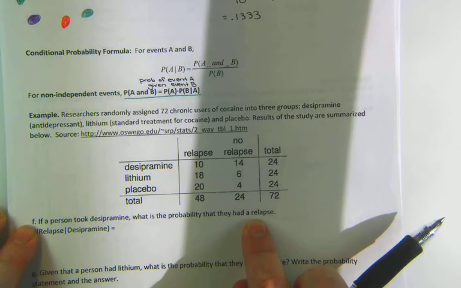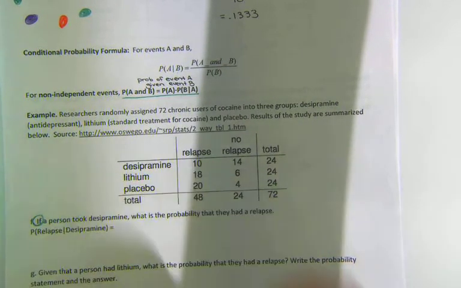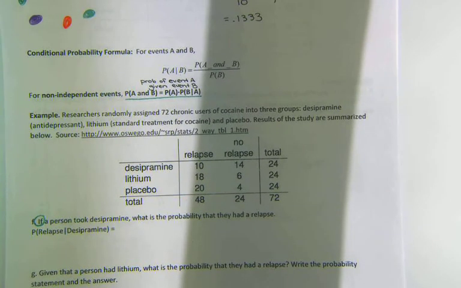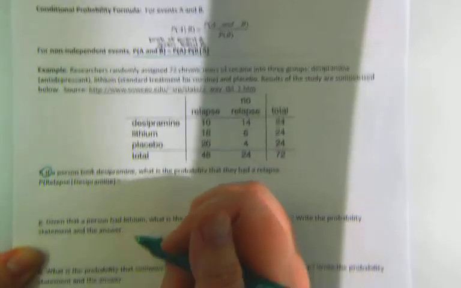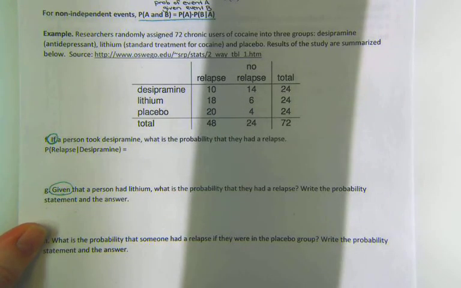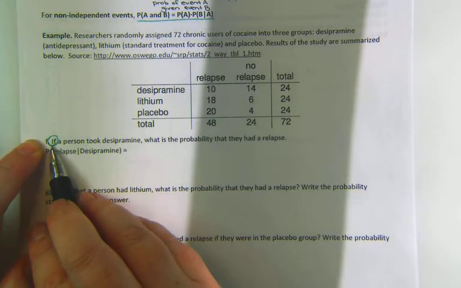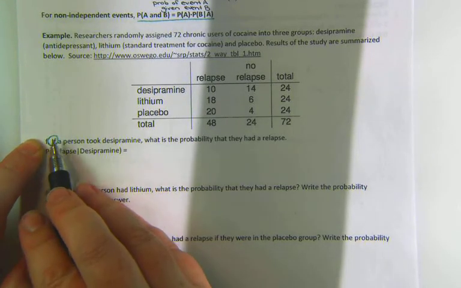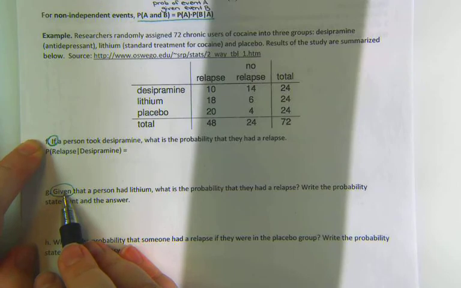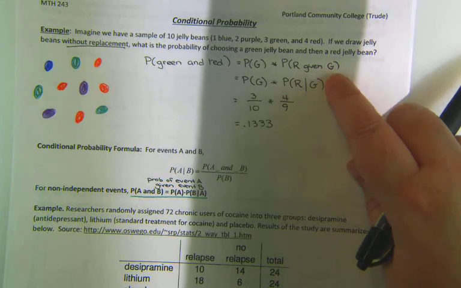If we go back to that data with the 3 treatment groups and those who relapsed and didn't relapse, say we're asking: if a person took desipramine, what's the probability that they had a relapse? With conditional probability, there are 2 words that are going to come through. For example, the word "if": the idea that if this has already happened, if this is already true. Another word is "given": given this has already happened, given it's already true. Those are keywords to look out for in conditional probabilities.